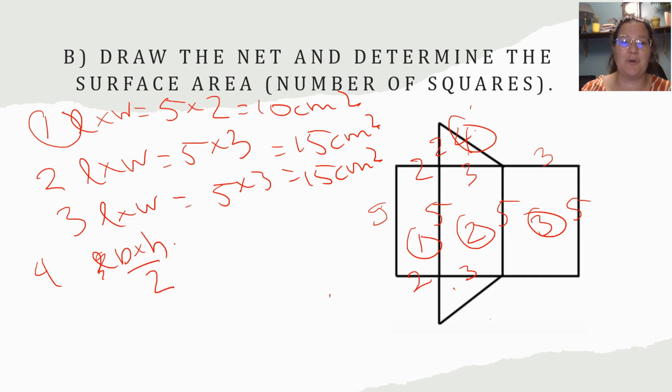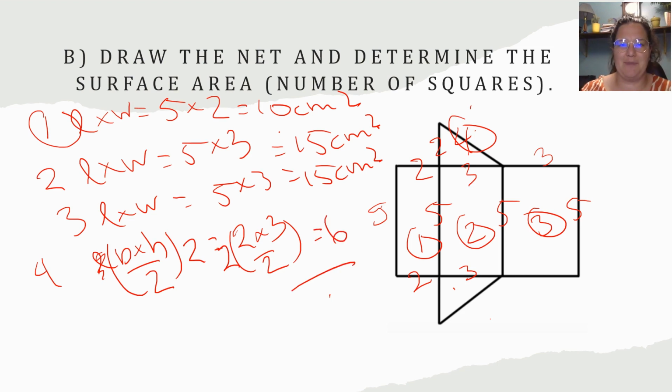Now we have section 4, which is going to be base times height, divided by 2. And we have 2 of these sections, top and bottom, so we're going to multiply that by 2. So 2 times 3 divided by 2 multiplied by 2 is equal to 6. Then we add these all up together: 10 plus 15 plus 15 is 40, plus 6. So we have 46 centimeters squared for our surface area.